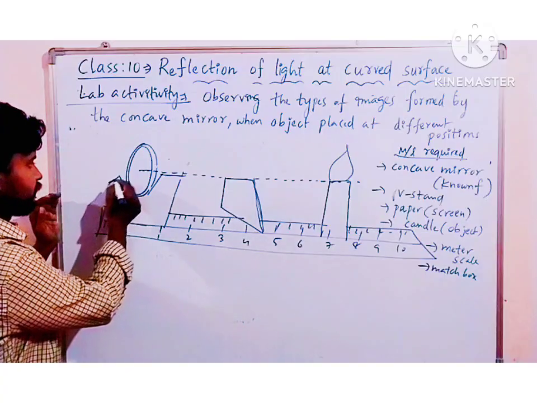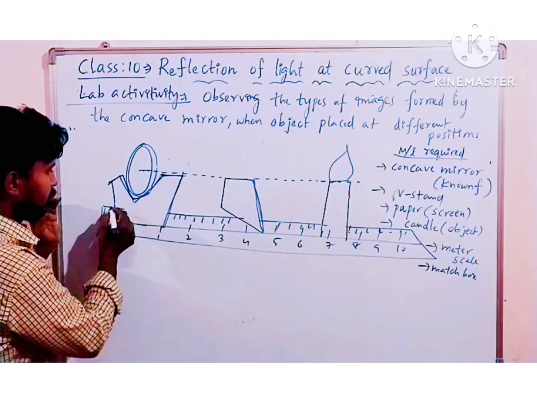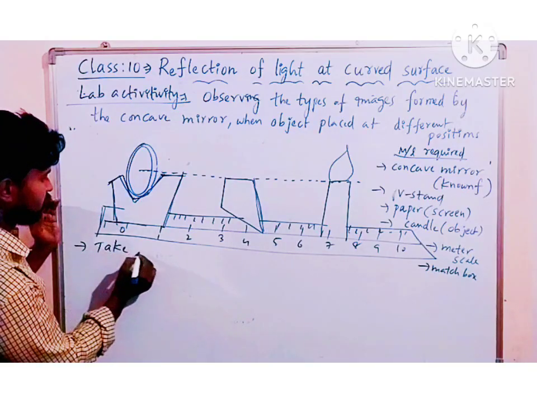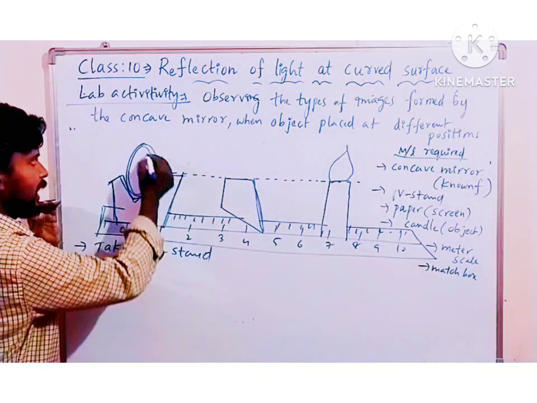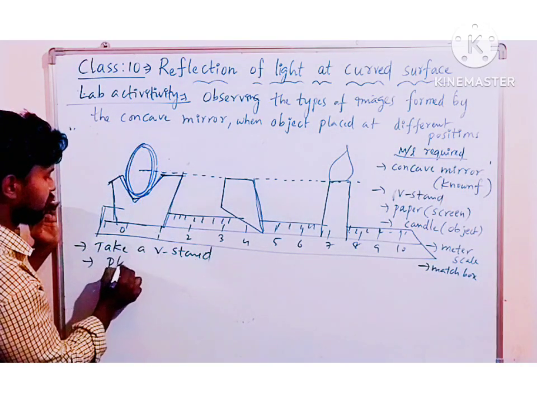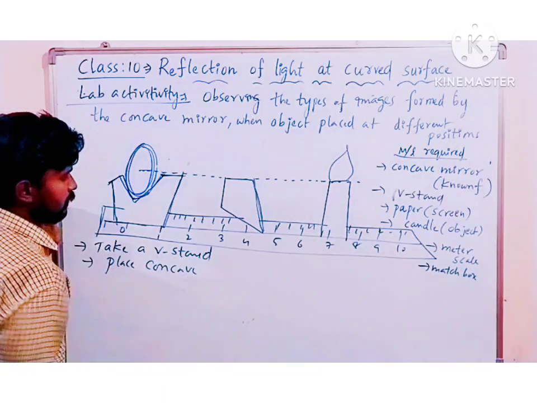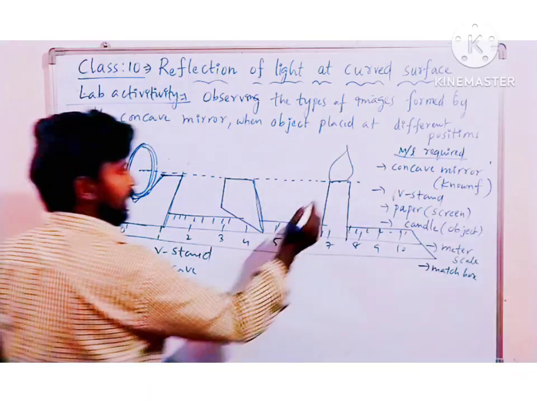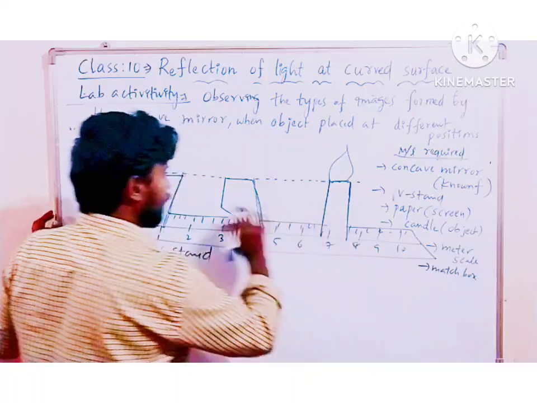Now, how to write the procedure. First, take a V stand. Place the concave mirror on the V stand. After that, take a candle and place it on the principal axis of the concave mirror.